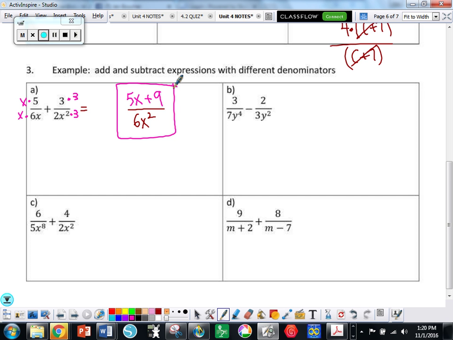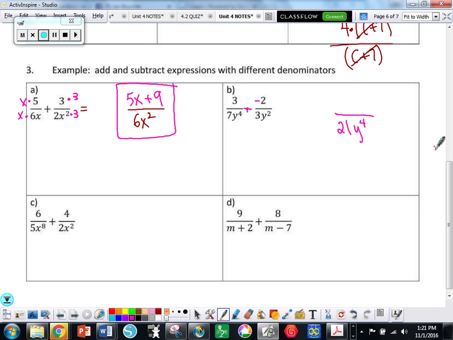Okay, part B. The first thing I'm going to do is take that negative and make the 2 negative and that a positive. You okay with that? Always do that first. Now let's look at the common denominator. Between the 7 and the 3, it needs to be 21. Y to the 4th, y squared. Common denominator, y to the 4th. Because I could change this one so it has 4 y's, right? I can't really change that one so it has 2. I can up the amount of y's.